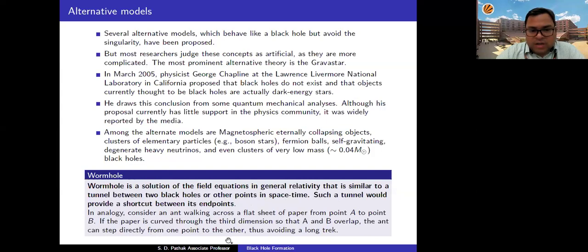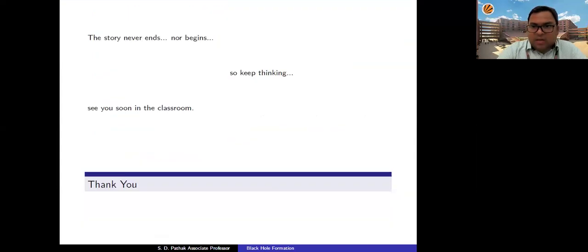You can look at this analogy, points A and B. When the sheet of paper is folded, how can the ant move from A to B? There will be a shortcut, just a drop from point A to B, and this is called the wormhole. And finally, to conclude, the story never ends, and never even begins. So don't stop thinking, don't stop asking questions. Keep thinking, and see you soon in the classroom.